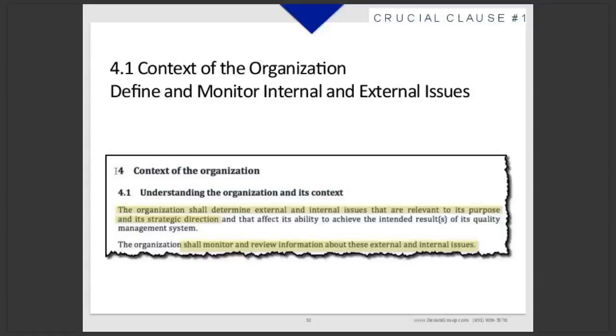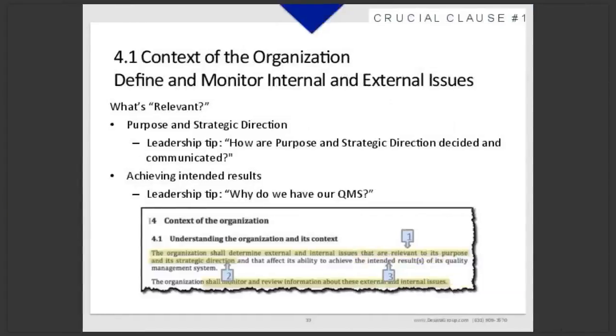We'll talk about that last line later on in the presentation. We're going to focus right now on the first lines, and I've got some things numbered here. Number 1, relevant. Number 2, strategic direction. And number 3, intended results. So when we talk about which internal and external issues are relevant, what does it mean by relevant? Well, relevant means that it has some bearing on your purpose and strategic direction of your business. Notice it doesn't say the purpose and strategic direction of your quality management system.